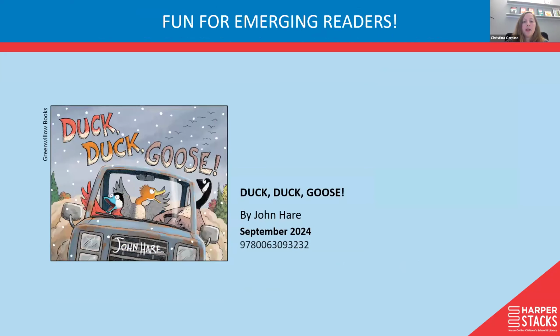On a much sillier note, John Hare brings us Duck, Duck, Goose, which is a picture book perfect for emerging readers, full of wordplay, rhymes, and a little bit of a science connection with the story of seasonal migration.